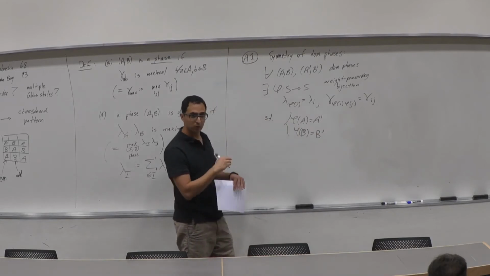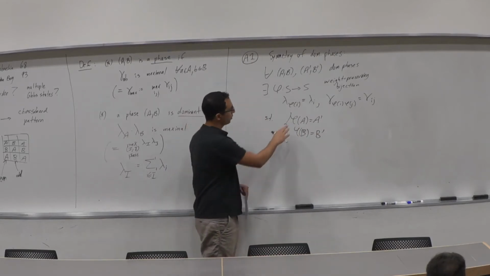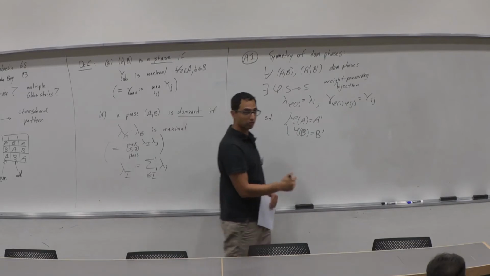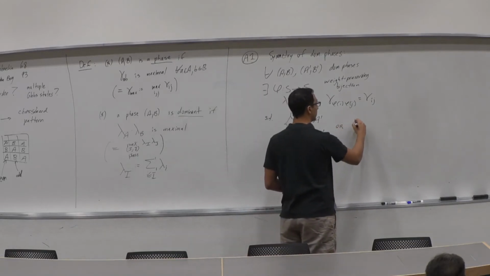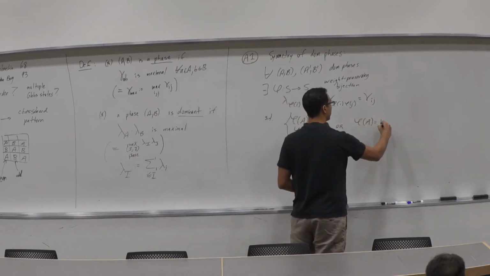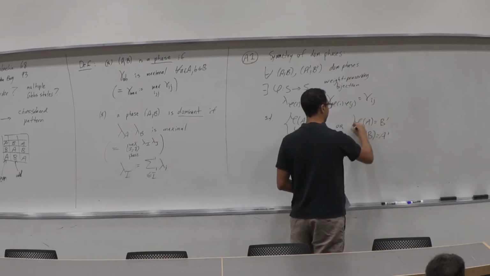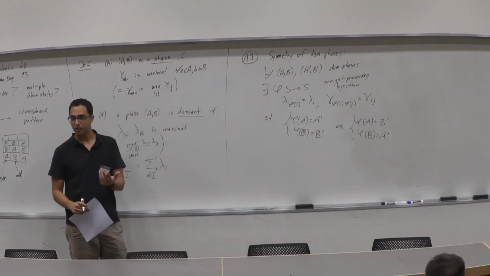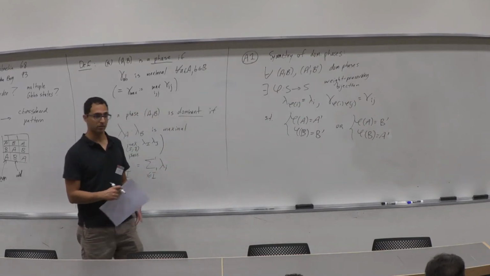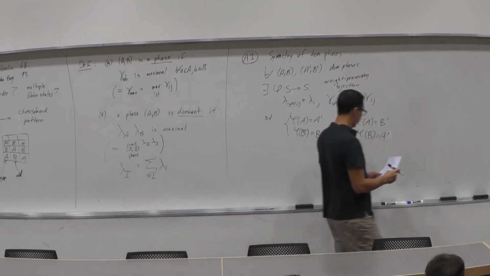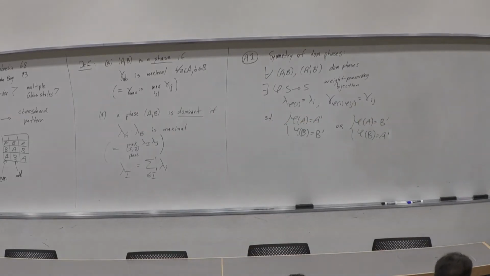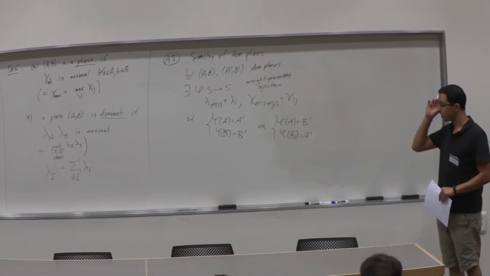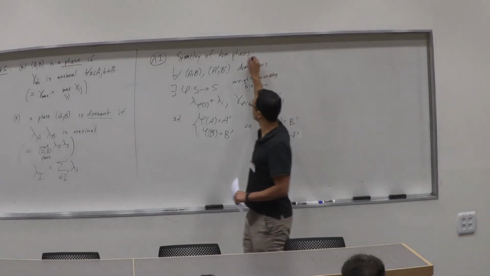But I also allow this, it's also okay if this phi reverses the roles, inverts the roles of A and B. So it's also okay if it maps A to B prime and B to A prime. Okay, so in this sense, any two dominant phases are equivalent. Okay? So this is the first assumption, the symmetry of the dominant phases.